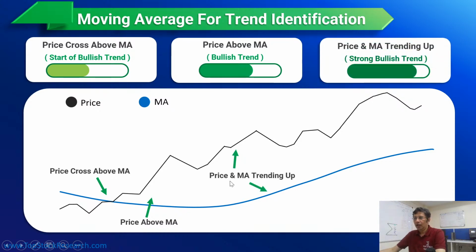Number three, even better. Even better is when the price is also moving up and the moving average is also moving up. That means the price is consistently moving in such a way that, whatever the lag of the moving average, we will understand what lag is in a short while. But for the time being, just understand that if the price is moving up and also taking the moving average along with it in the upper direction, that should give even better reliability of the trend, right? So those are three things that we have seen in the trend.